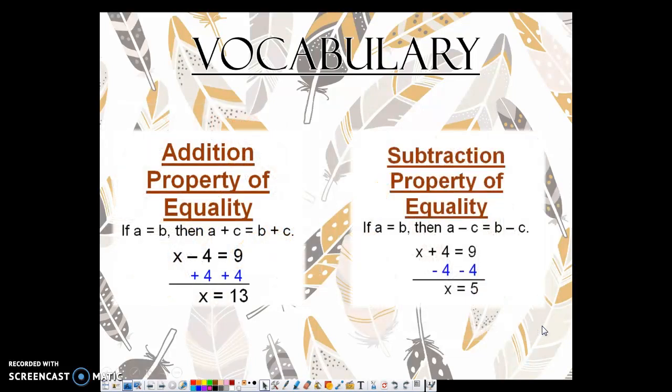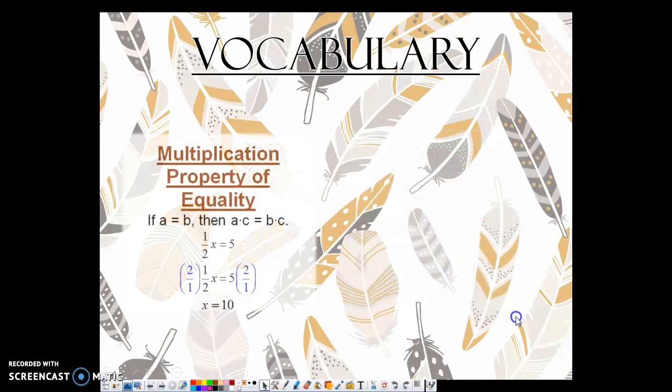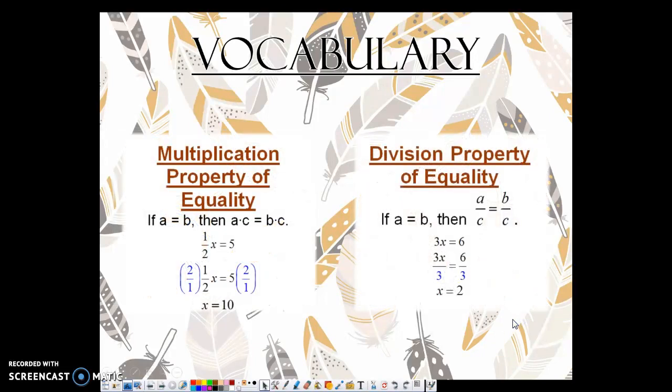Addition property of equality means if you add to one side, you must add to the other. Subtraction property of equality means if you subtract from one side, you must subtract from the other. Multiplication property of equality means if you multiply on one side, you must multiply on the other. Division property of equality means if you divide on one side, you must divide on the other side. These are very important rules to remember when solving literal equations. You're really just following the rules.